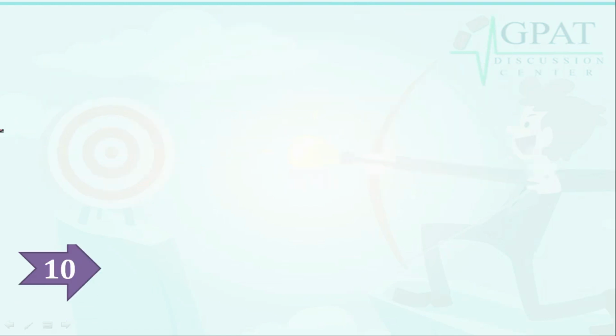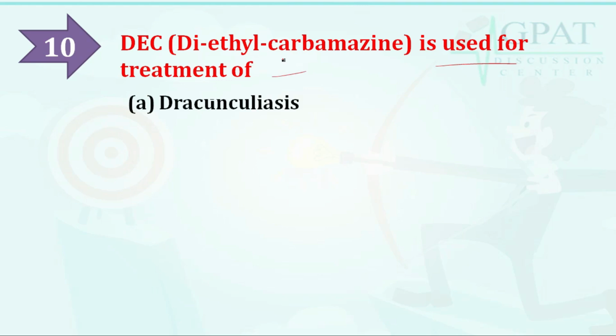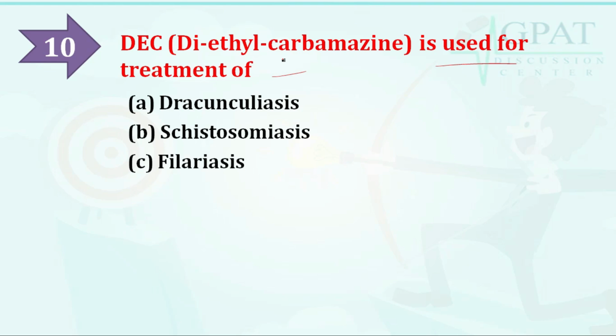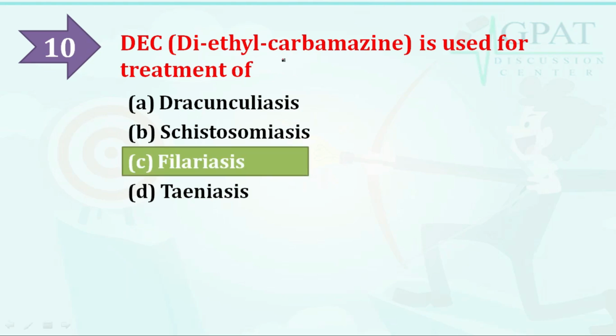So now the next question is, DEC, diethylcarbamazine, is used for treatment of, and the options are: option A, dracunculiasis; option B, schistosomiasis; option C, filariasis; option D, teniasis. So it is used for the treatment of filariasis. Filariasis is the correct answer.